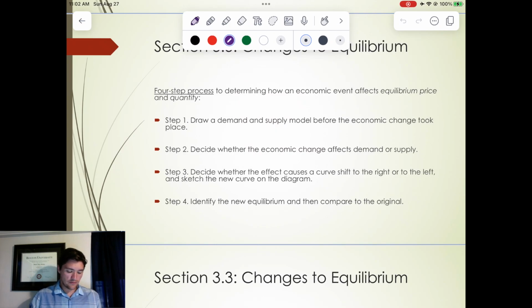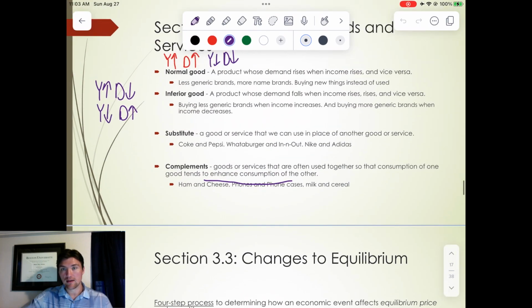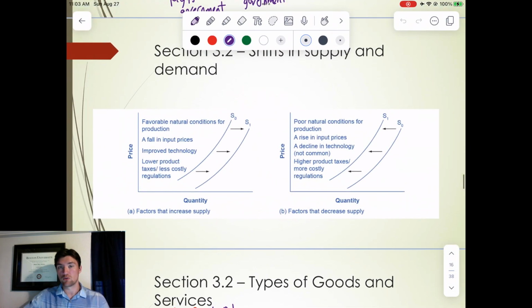Hey guys, now in this video we're going to be talking about section 3.3, which is changes to equilibrium. So we've already talked about the differences in the shifts in the demand and the supply, but now we're going to talk a little bit more about what actually will happen to the market. So remember, equilibrium is where we're having that handshake going on, right? Because you're buying something, you are agreeing to buy at that price, and the firm is also agreeing to sell it at that price. That's what equilibrium is.